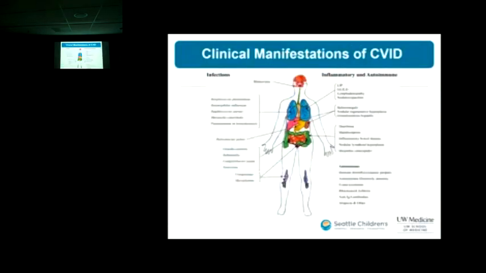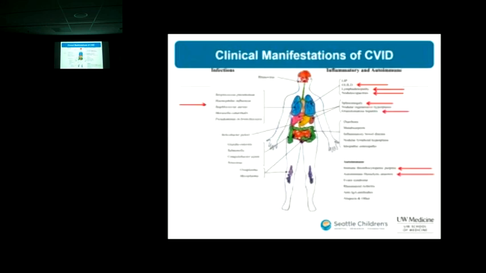Now, in terms of clinical manifestations of CVID, we know that these patients will have a myriad and very heterogeneous presentations. But importantly, about a third of these patients will have autoimmune and inflammatory manifestations. And if you look at our patient, she had not only infectious, but she had a lot of these here, including the early presentation of ITP.